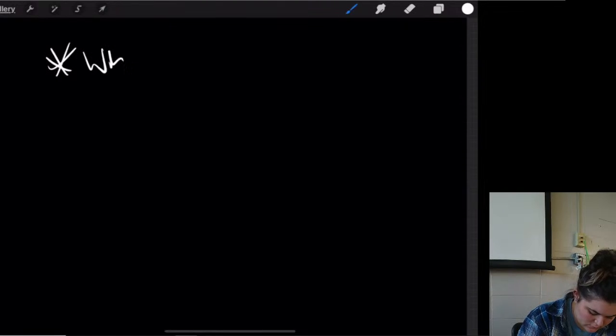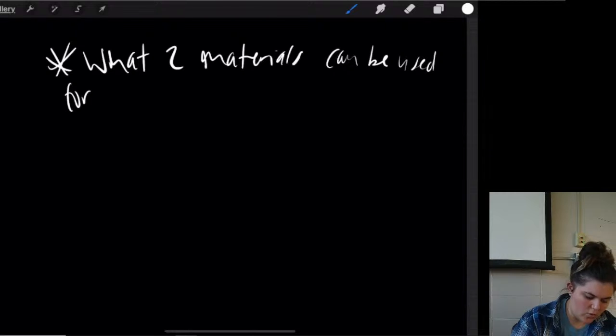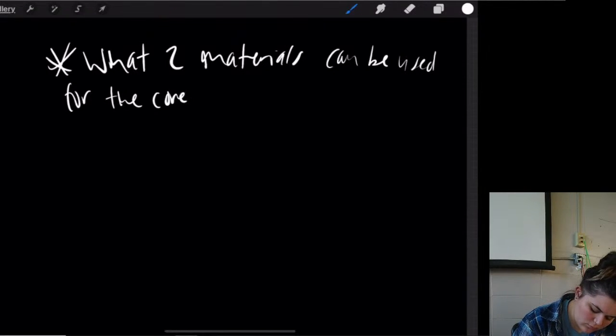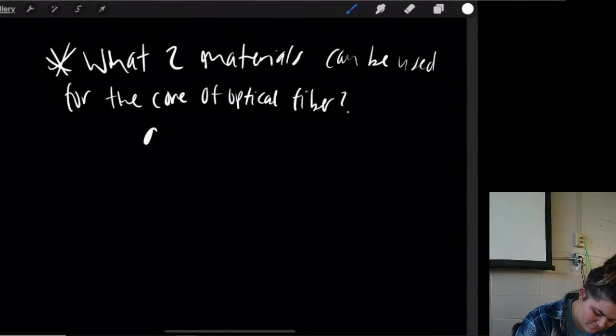So, what two materials can be used for the core of optical fiber? What we just talked about. Glass. Or plastic. Yep, glass or plastic.